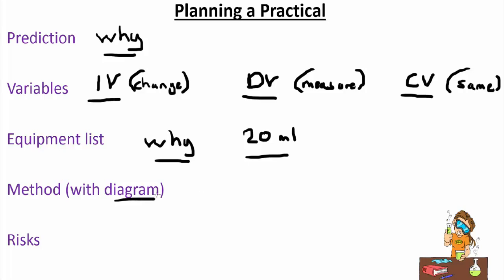so it's really, really clear what they need to do. If you're going to do a diagram, remember you need to do that in pencil, and you need to use a ruler where you can with two-dimensional drawings, and you need to try and label everything clearly.